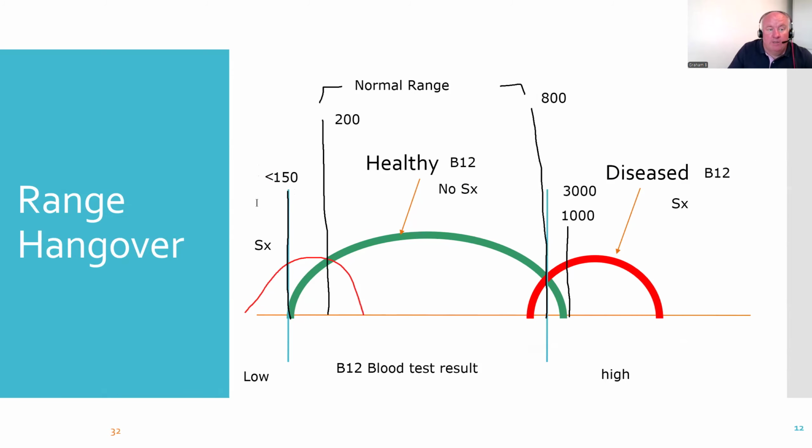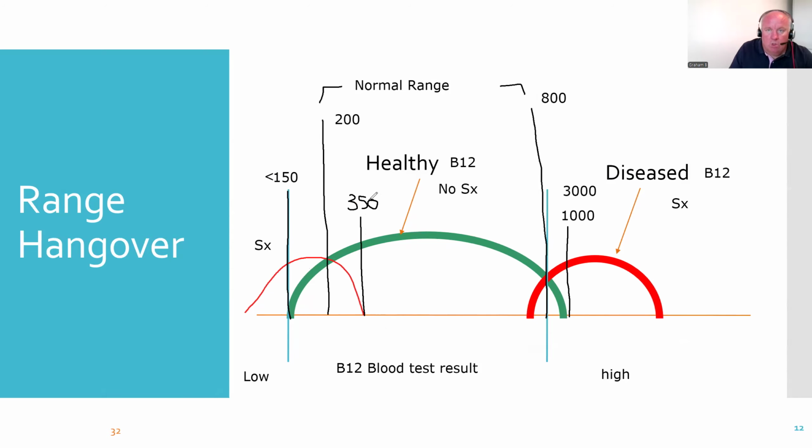The interesting part in the new guidance are these. Can you see these people here? Can you see they're unwell? They're tired, symptomatic. But can you see they've got a normal B12? So we think that this red, unhealthy, tired group goes into the range to 350.